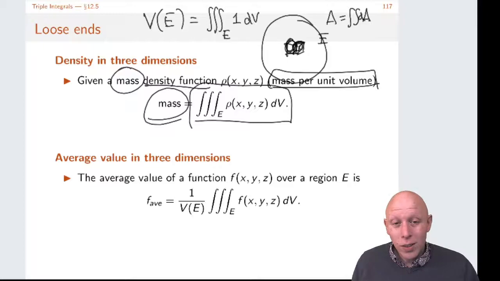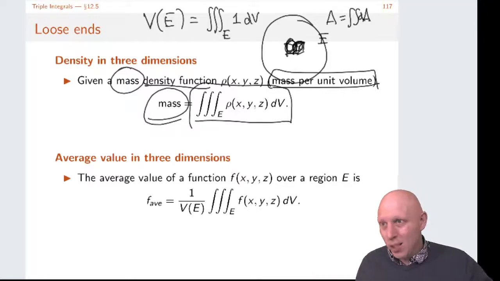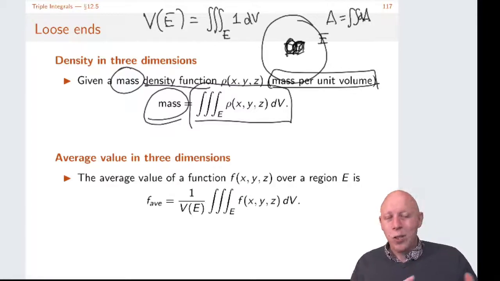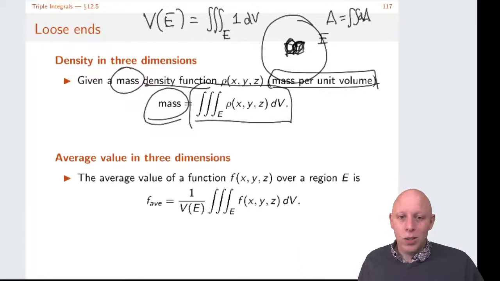You could also deal with a mass density function, a charge density function, or a probability density function if you're dealing with a probability over a room. Like, how likely is it the cat is going to be in a certain area? Then you could figure out how likely the cat is going to be in this corner of the room or another corner of the room.